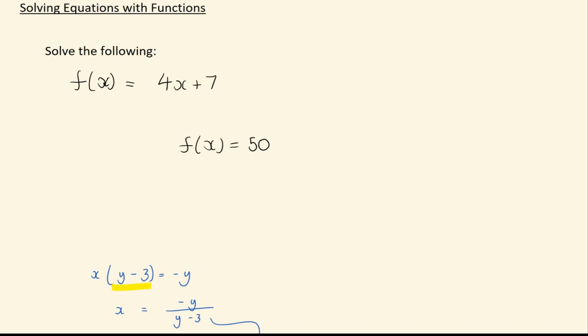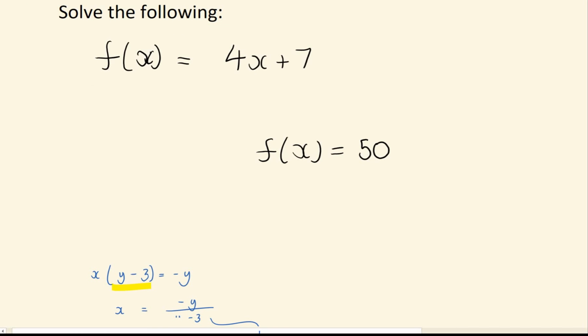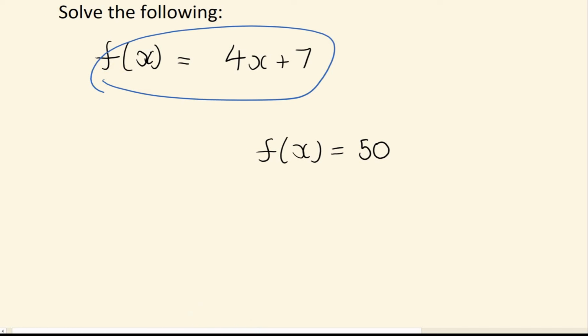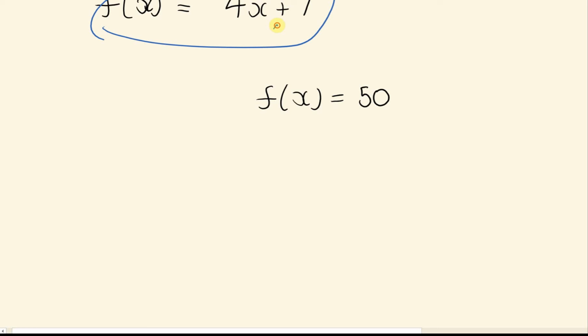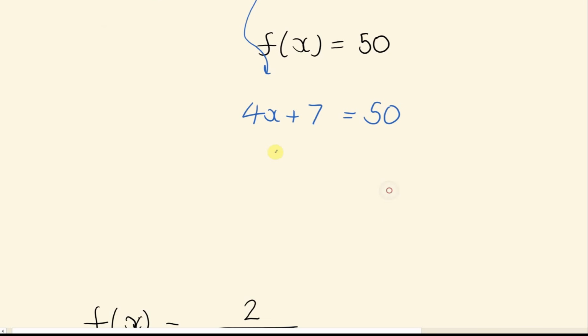Last topic is we've also asked to solve equations with functions. So again, the first example is really straightforward. We're given a function, we want to solve it equal to 50. All that means is because f of x is this, we know that 4x plus 7 equals 50, and we're going to solve that equation. So opposite of plus 7 is minus 7, opposite of times by 4 is divide by 4. That doesn't go nicely, so we just leave it as a top-heavy fraction.